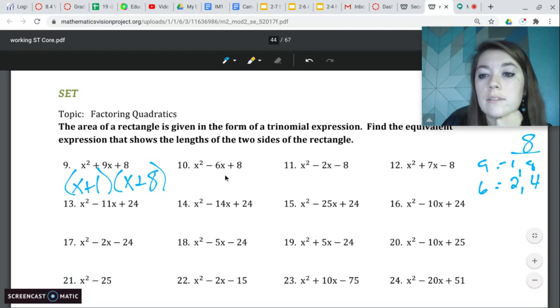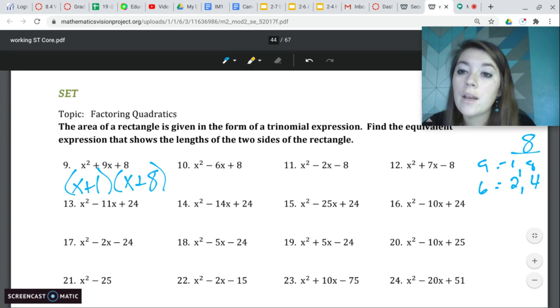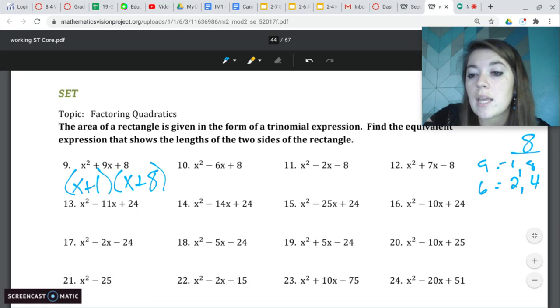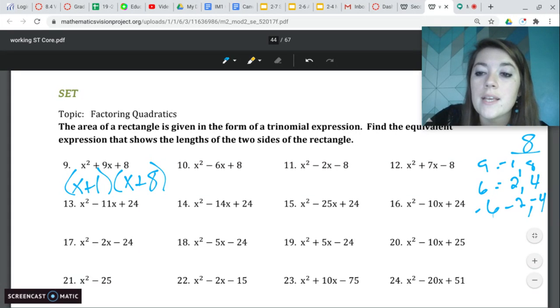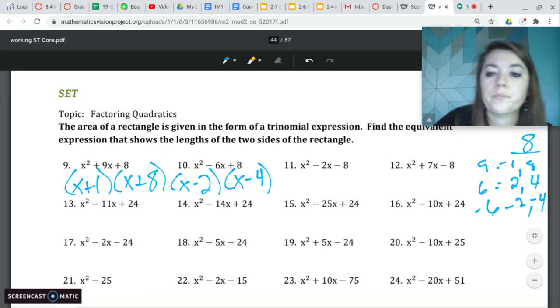Now on number 10, be careful with this. The C value is positive, but our B value is negative. Now, in both of our cases over here, we multiplied with positive values to get a positive 8. But if we change both of these to negative, so -2 and -4, negative times negative is still going to give us a positive 8, but -2 plus -4 is -6. So x minus 2, x minus 4.